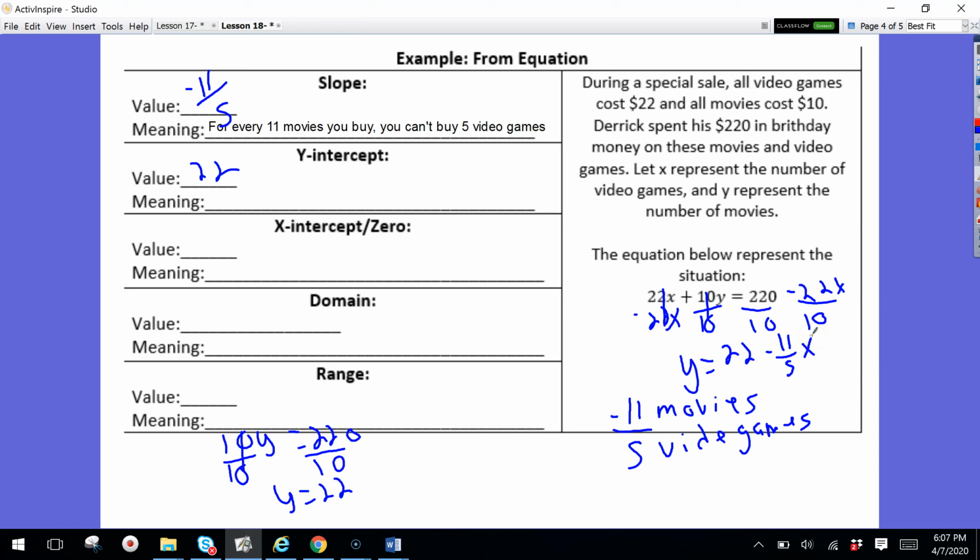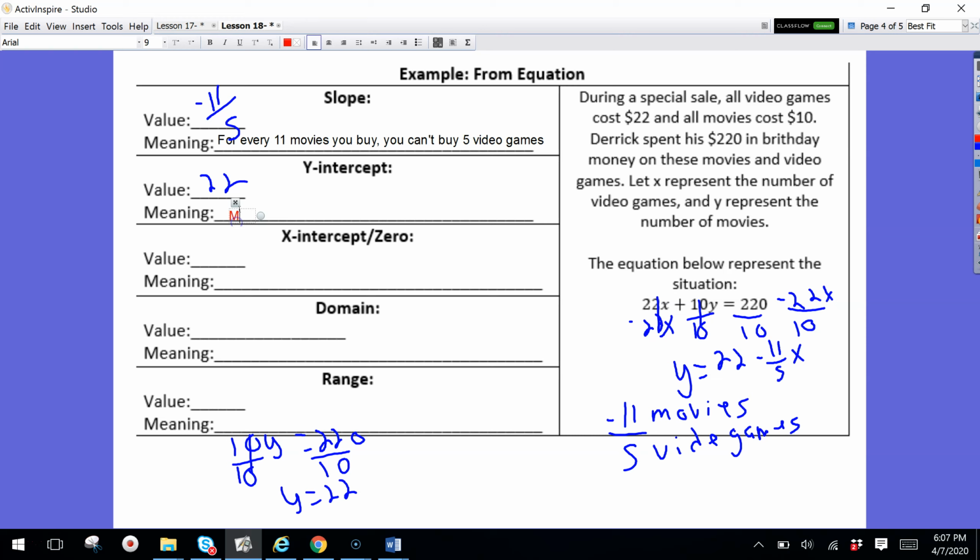Okay, so what does this mean? Well, this is again the value of y, the value of movies when video games is 0. It's the maximum movies you can buy. If you decide not to buy any video games at all, the most movies you can buy is 22 with all of your money. So, the maximum movies you can buy.